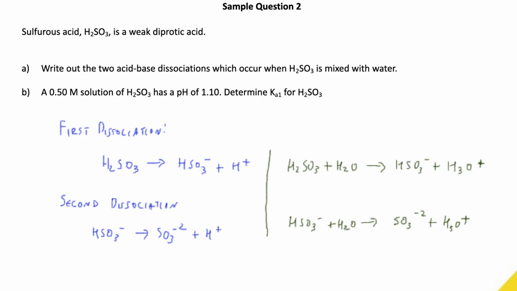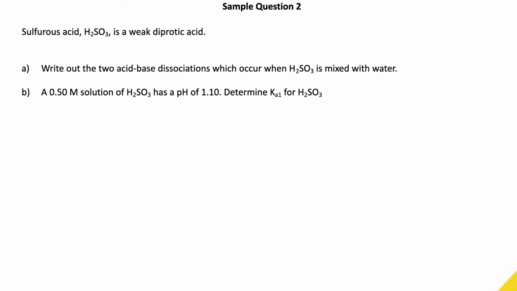So looking at this, notice that they gave me an easy question. Here is where they actually want me to use what I know. So let's take a look at this. They tell me a 0.5 molar solution of H2SO3 has a pH of 1.1. Determine the Ka1 for H2SO3.